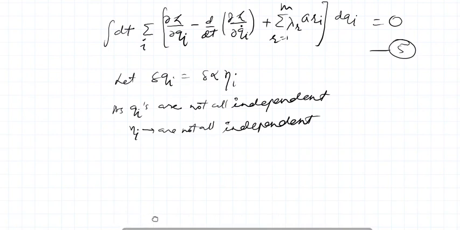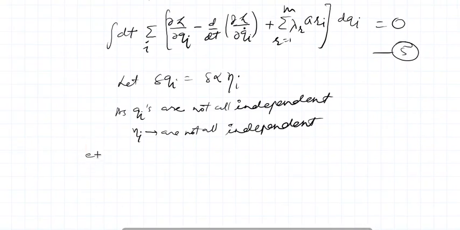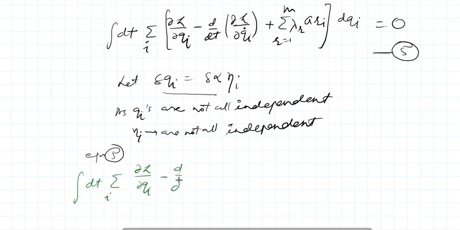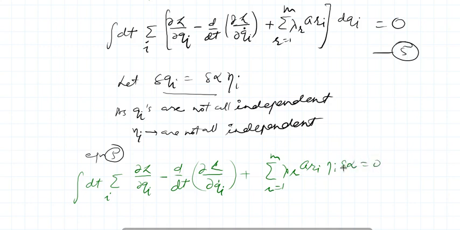Therefore, equation number 5 can be written as, using this equation number 5, we can rewrite this equation as d/dt, summation over i, of ∂L/∂q_i minus d/dt of ∂L/∂q̇_i, plus summation r varies from 1 to m of λ_r a_ri, and here it is η_i δα, it must be equal to 0. We have simply substituted their values and we did nothing.